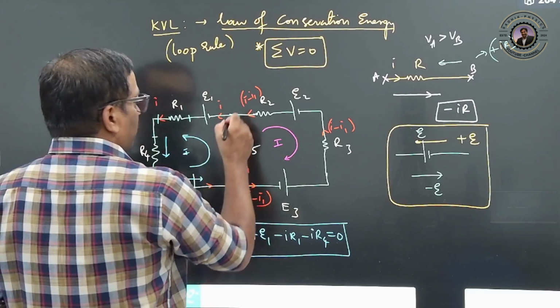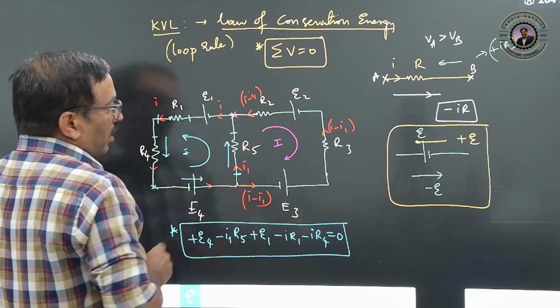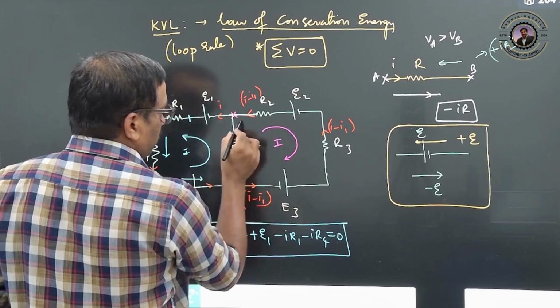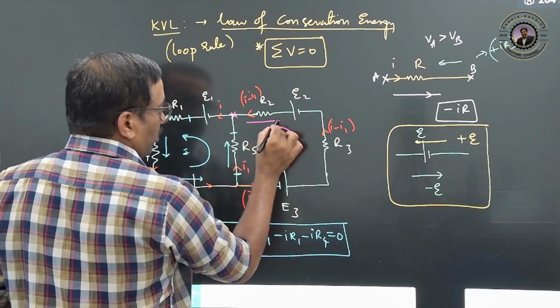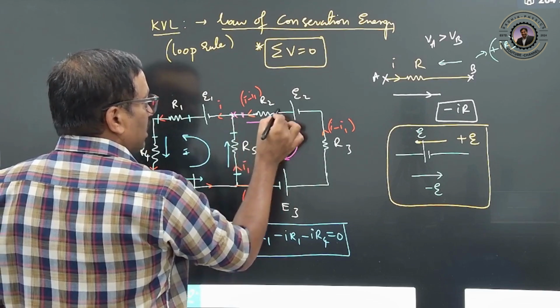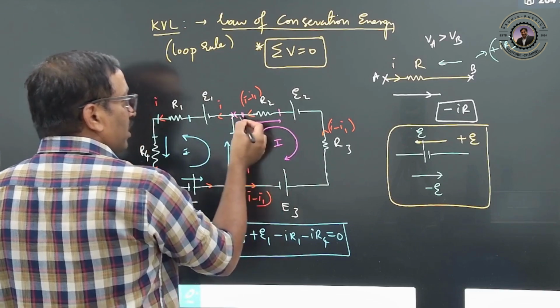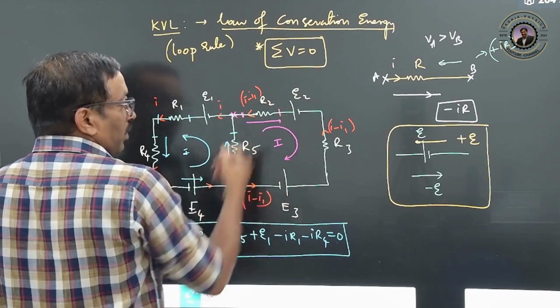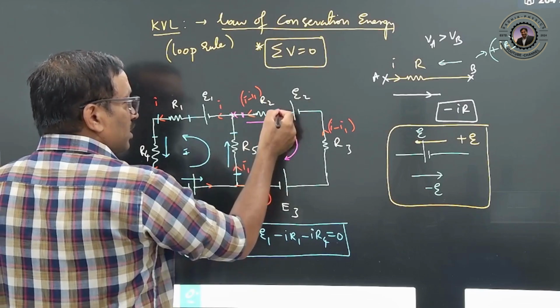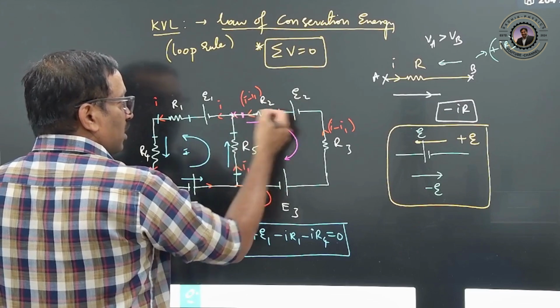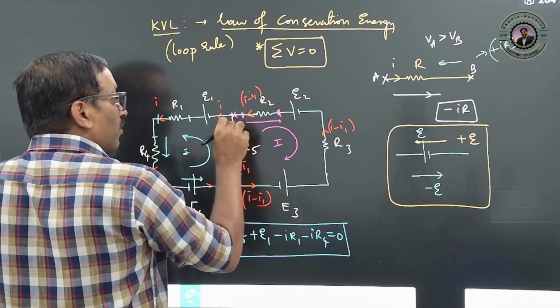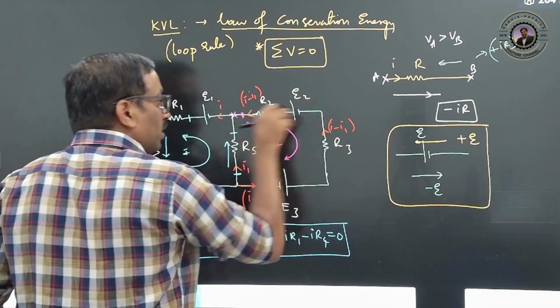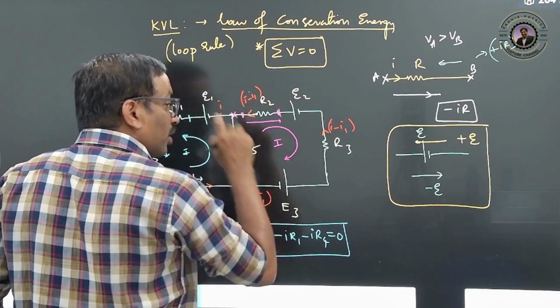Now I will start from here. I am going from here to here, so I am traveling like this. That means the current is traveling in which direction? The current is traveling from here to here. This is the current direction. But where I am going now, this is higher potential and this is lower potential. I am going from lower potential to higher potential.